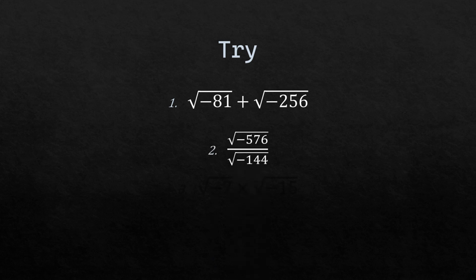So try these questions and send your answer to the comment field so that next time we can have a fruitful discussion like this one. The root of negative 81 plus the root of negative 256. Also, the root of negative 576 on the root of negative 144. Now, the root of negative 7 multiplying the root of negative 15. Try these questions. You can pause the video to copy them down. Send your answers via the comment field.